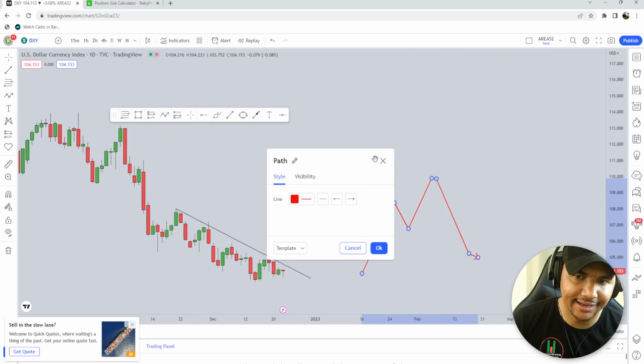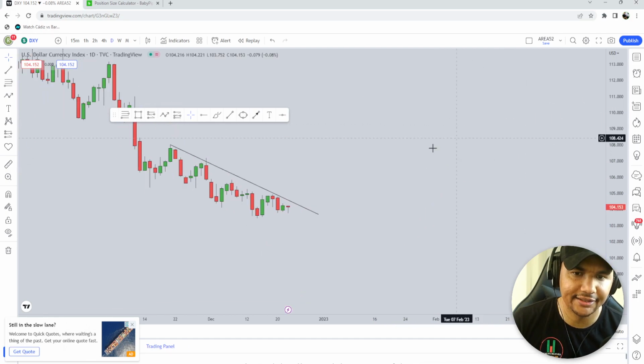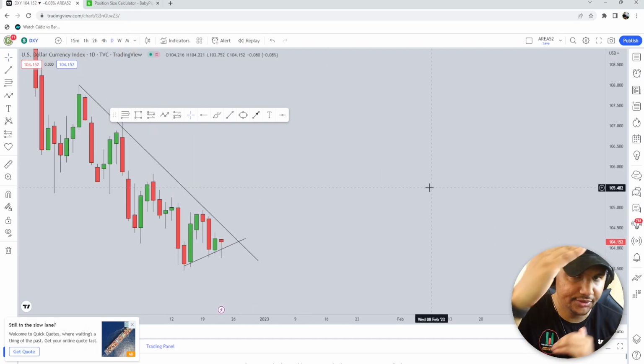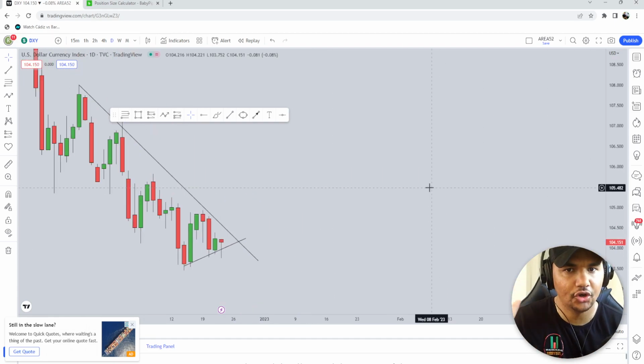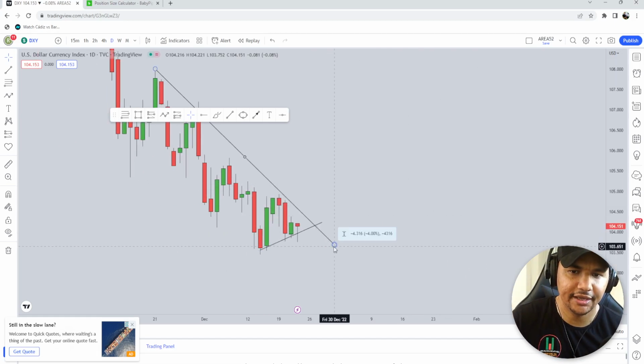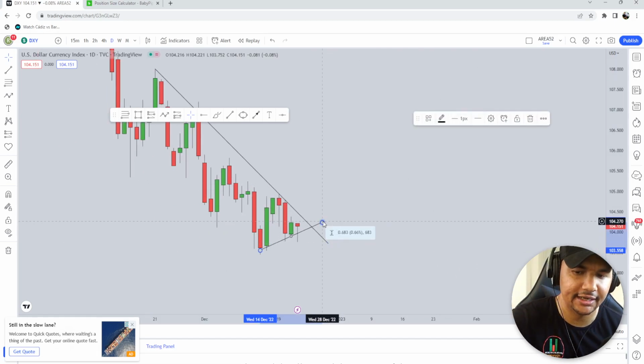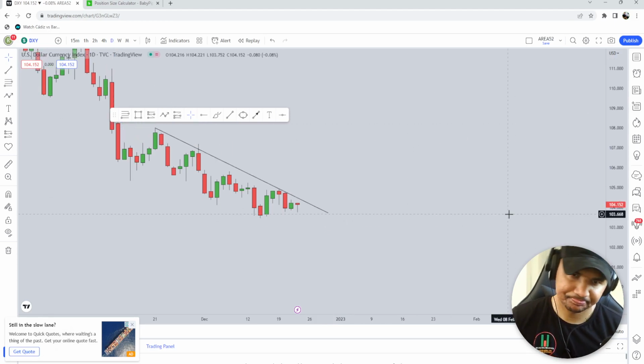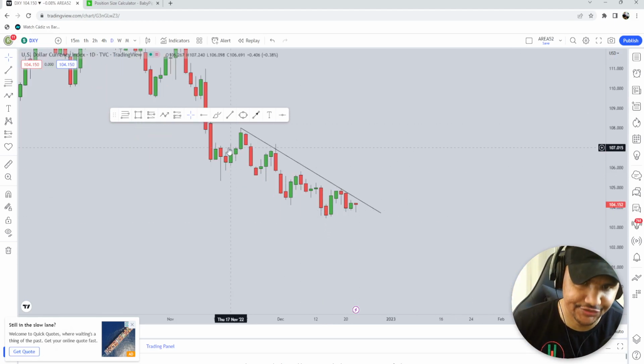A counter trend line would look something like this. If you draw this trend line there, this would be a counter trend line. Why? Because the trend is going down, but you're drawing the trend line up. This would be the correct way of drawing the trend line to the downside. Now, why is this useless?